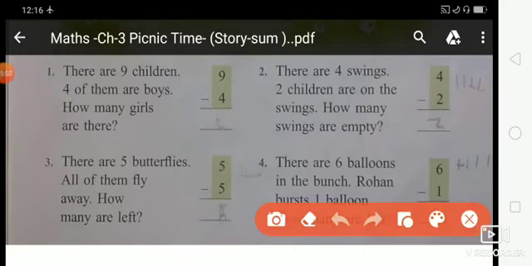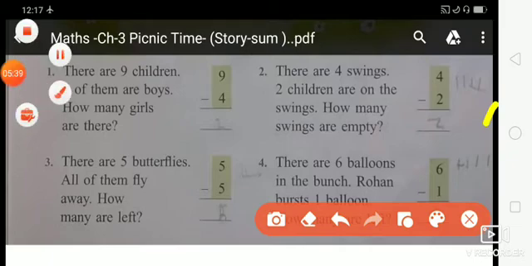Second one: there are 4 swings. 2 children are on the swings. How many swings are empty? There are 4 swings, and 2 children are on the swings. So how many swings are empty?